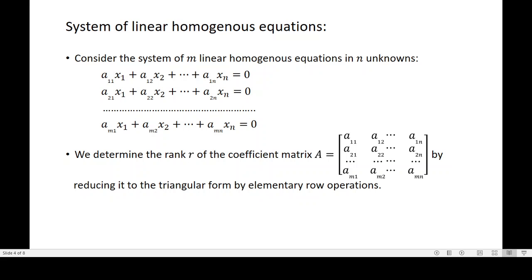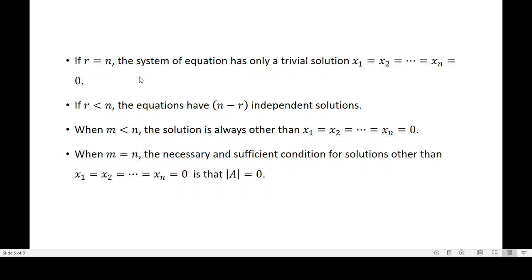So let us understand the conditions once again. If r is equal to n, that is, the rank of the coefficient matrix is equal to the number of variables, the system of equations has only a zero solution. Zero solution means x1 is equal to x2 is equal to and so on is equal to xn is equal to 0.